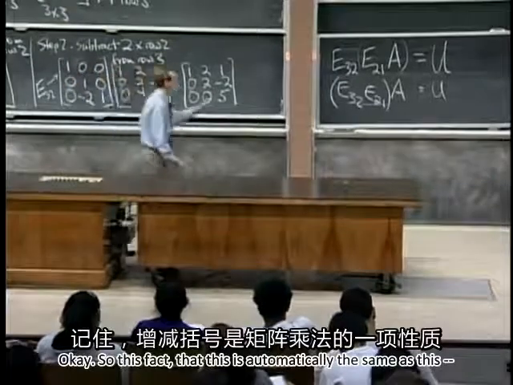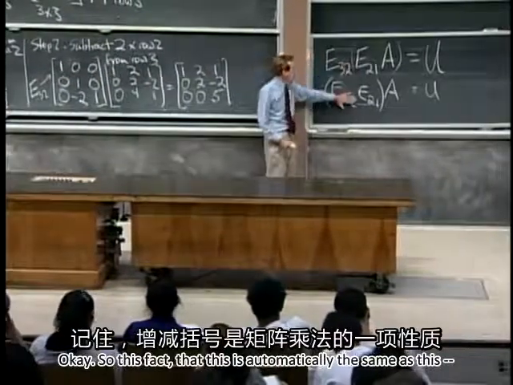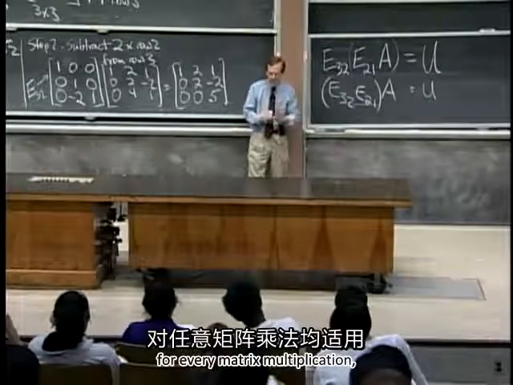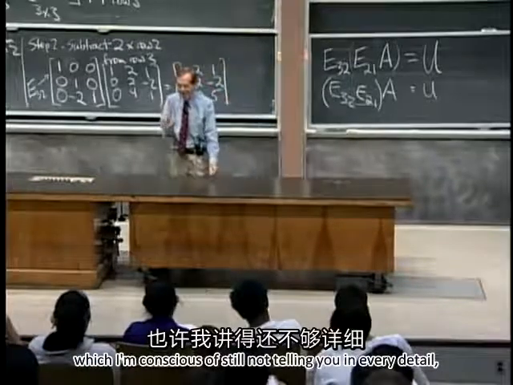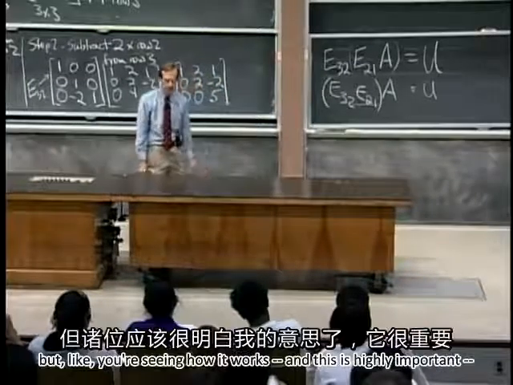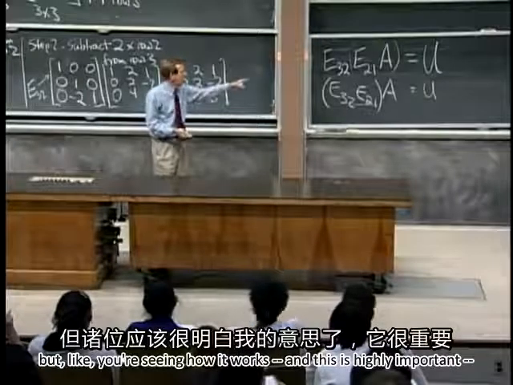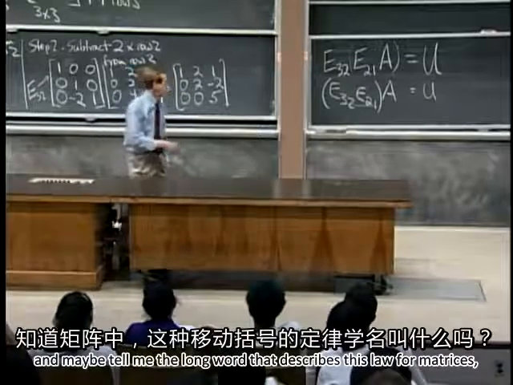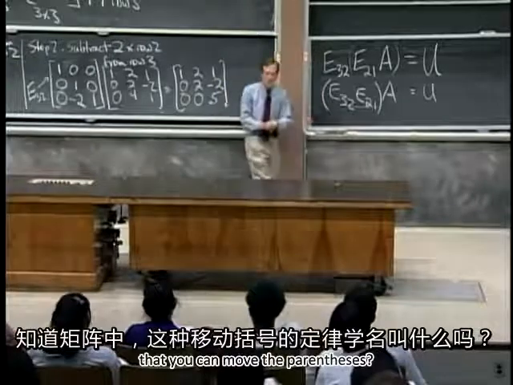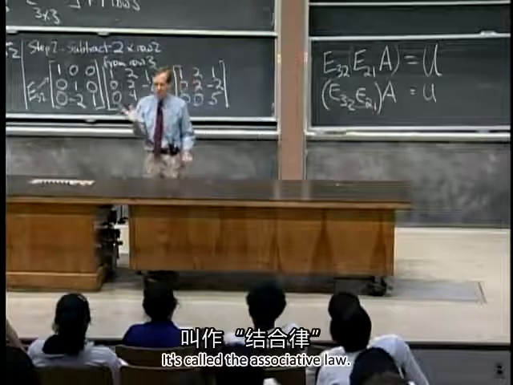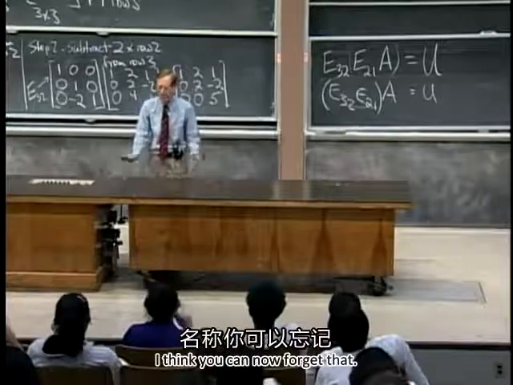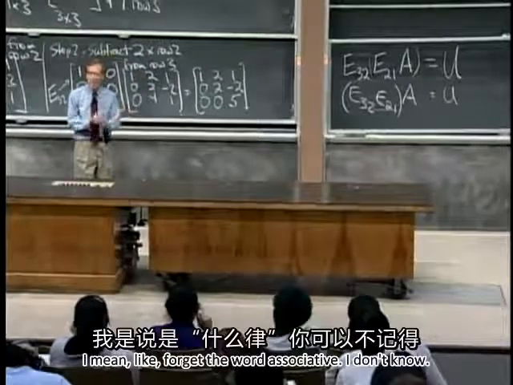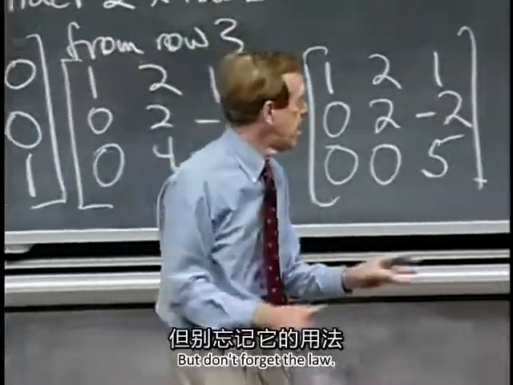Okay. So this fact that this is automatically the same as this, for every matrix multiplication, which I'm conscious of still not telling you in every detail, but you're seeing how it works. And this is highly important. The long word that describes this law for matrices, that you can move the parentheses, is the associative law. I think you can now forget that word. But don't forget the law.